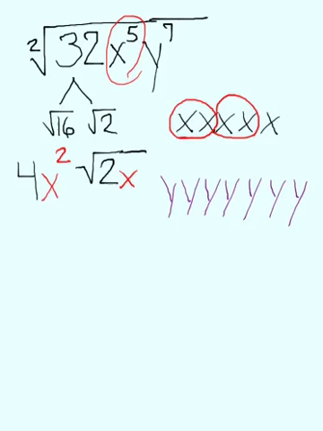Groups of how many? 2. How many groups could I make? 3. So that 3 is on the outside.